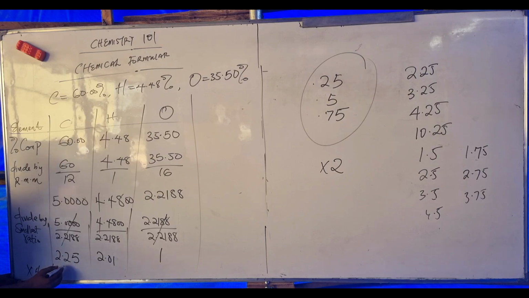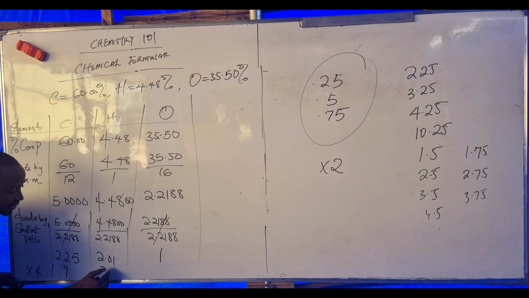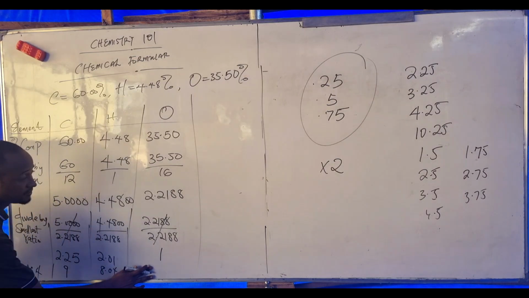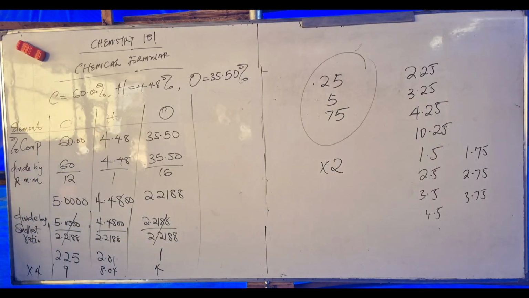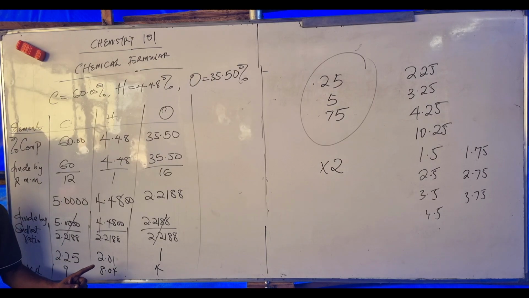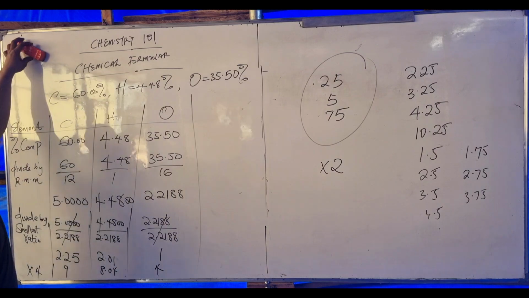What is 4 times 2.01? 8.04. What about this? 8. And 4 times 1 is 4. Are you getting the concept here? Because of this 2.25, I have to multiply by a factor to get a whole number. That is the principle. If you approximate this to be 2, you end up failing it.